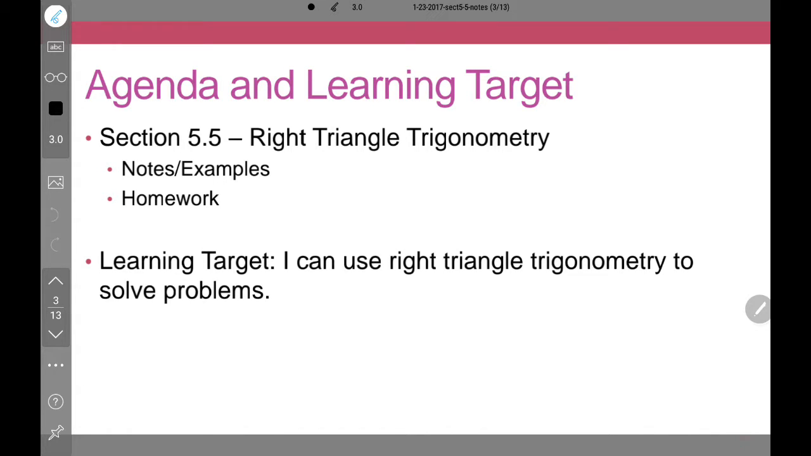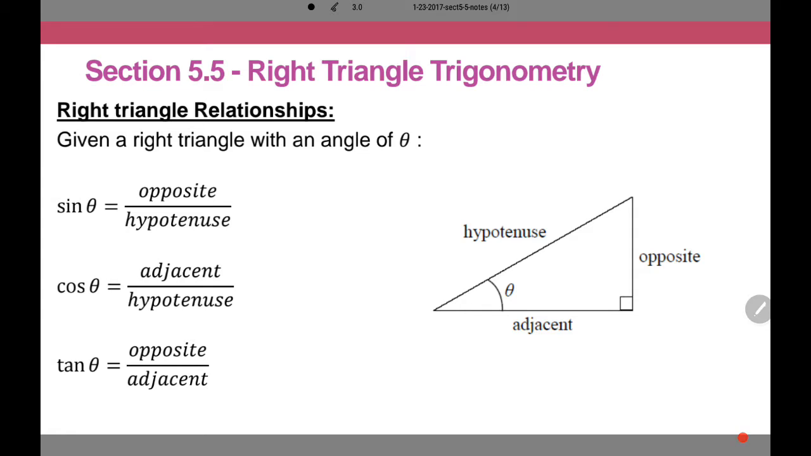Alright, today we're going to be doing some stuff with right triangles with the trigonometry that we've been learning, and we're going to be solving some problems with that. So here's the good news. This is familiar to you from geometry.